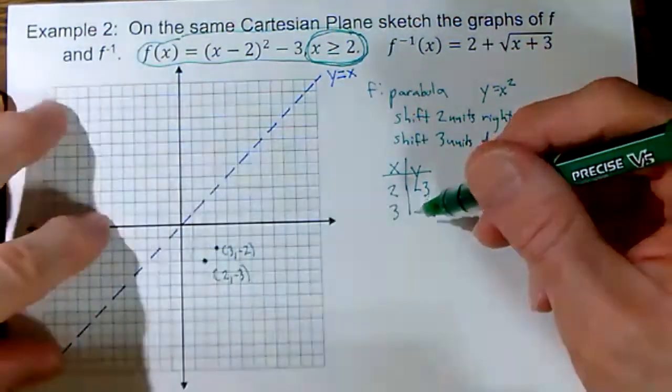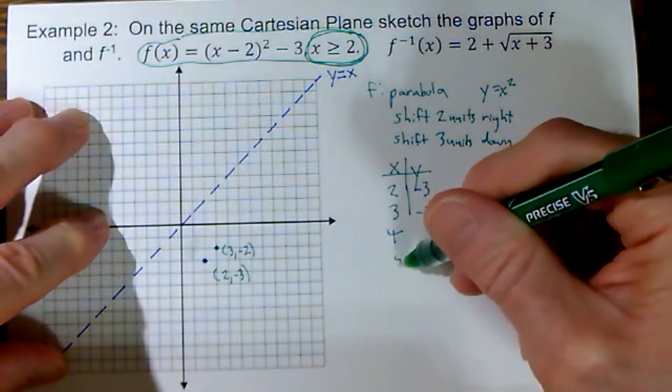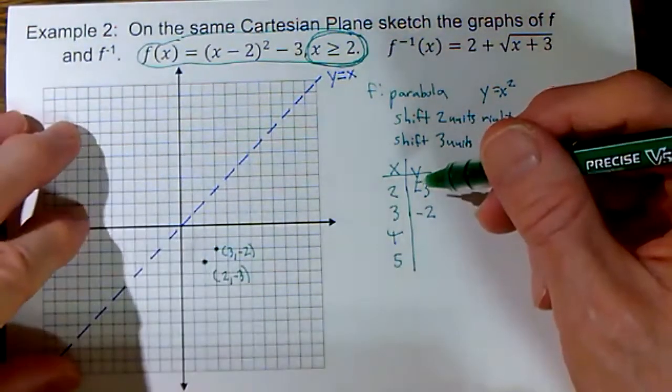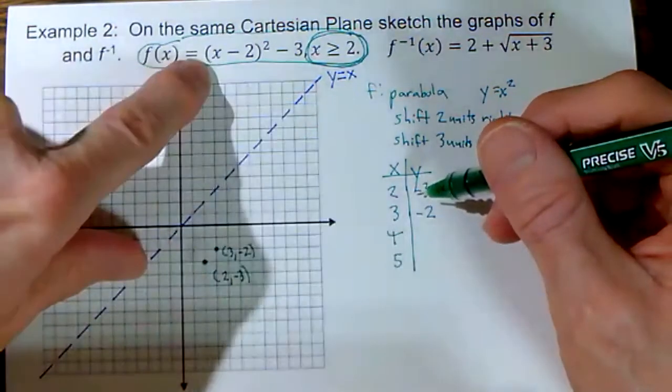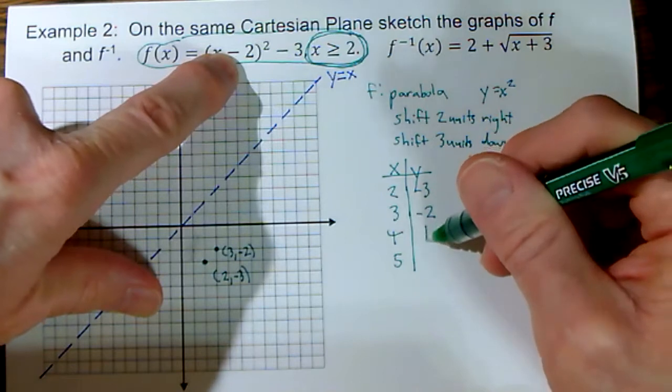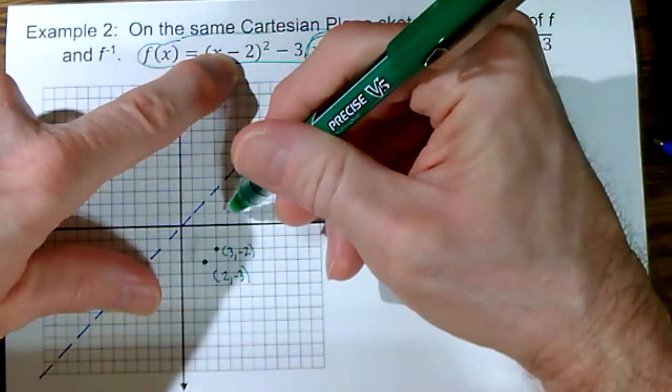So that's right. Maybe plug in a 4 and a 5 just for good measure and to get a nice shape here. If x is 4, 4 minus 2 is 2. 2 squared is 4, minus 3 is 1. (4, 1) would put me right there.